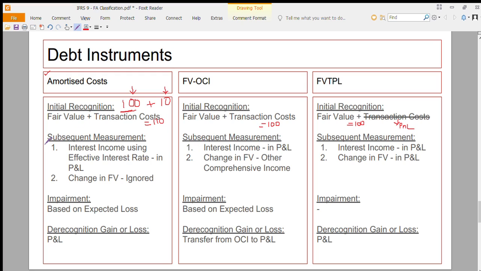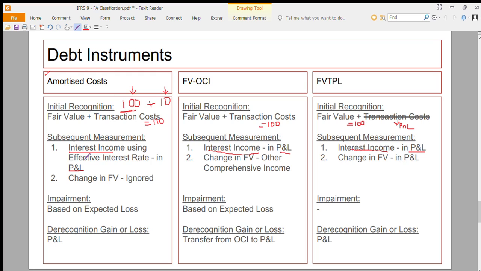Moving on to subsequent measurement, that is at the end of every reporting period, what will be the accounting treatment? Any interest income that you earn from the asset will go to P&L. It is the same for all the three categories. Any interest income will go to P&L under all the three categories. The second most important thing is change in fair value. Let's say you have lent money to a person or a company whose credit grade has degraded. You think the company might default, then what happens? The value of the asset, the fair value of the asset actually goes down. What do you do now?